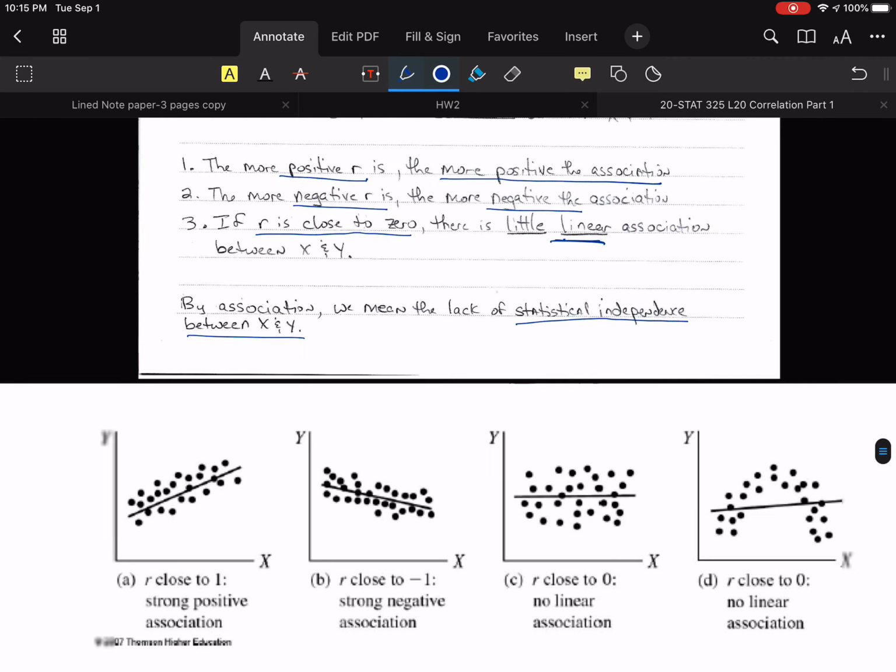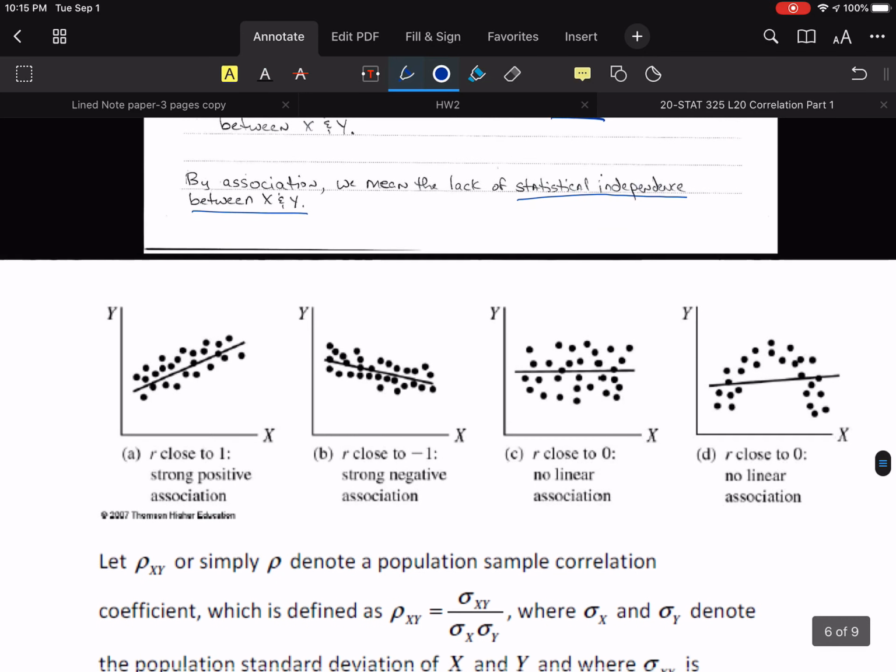So let's take a look at some different values of R. R is close to 1 here. Here, R is close to -1. What you were looking at is how close these points are to the line. And then R is close to 0. You'll see the slope is close to 0, but also the spread here. And then R is also close to 0. Here there's no linear association, but there's a nice parabolic association. But you see that the slope of the line is close to 0. R is close to 0.